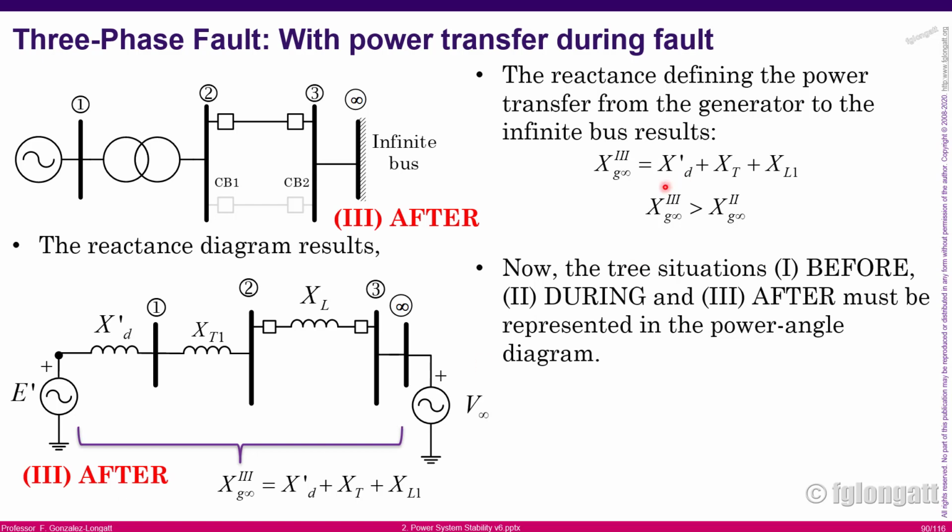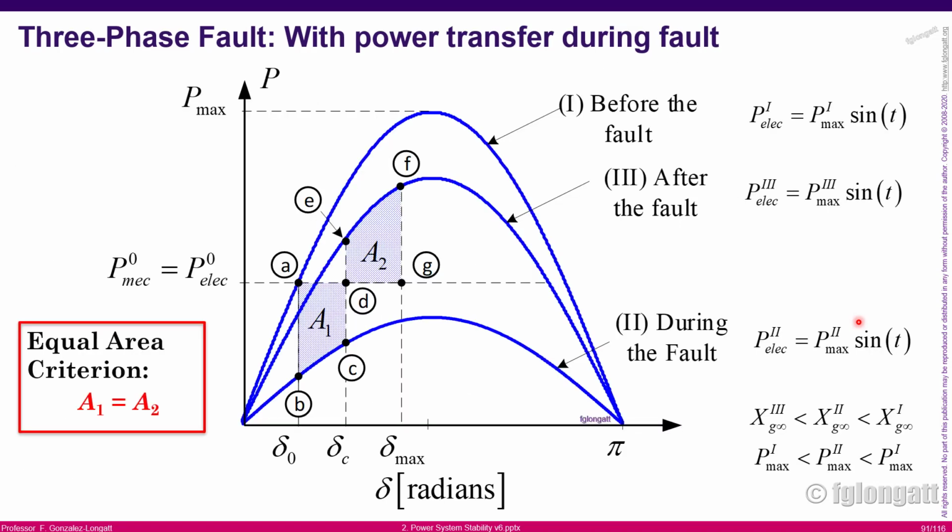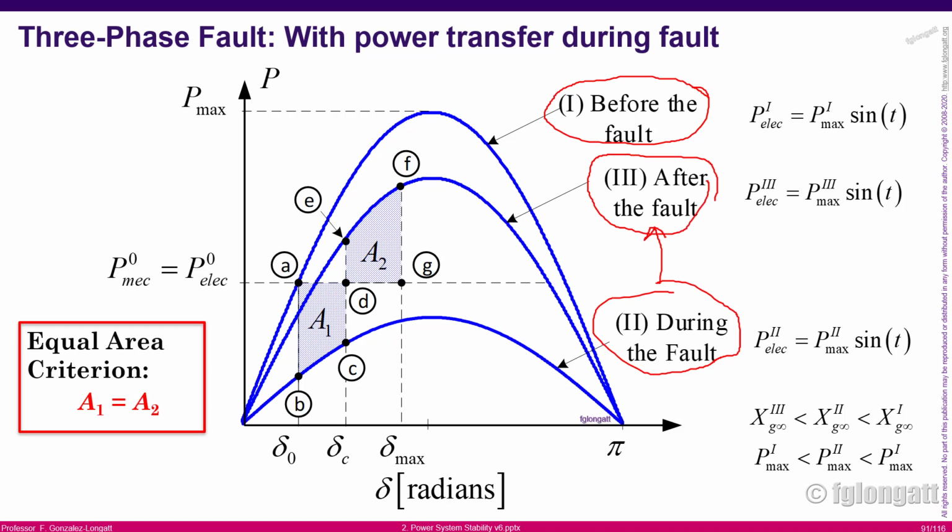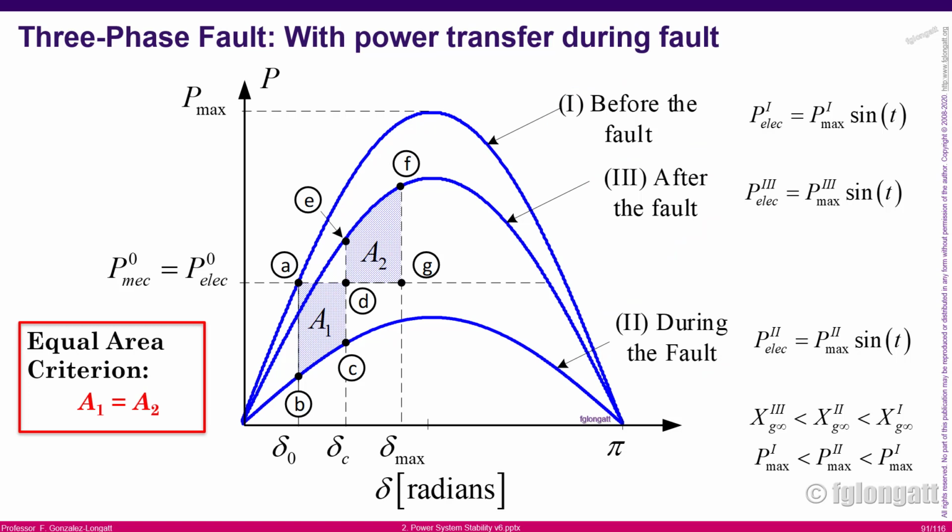As you must be aware, we have three different situations: before, during, and after the fault. We have three different conditions. What I will do now is show you that again, we have two areas. In this three-phase fault with power transfer during the fault, we have three different power angle curves. You can see three different power angle curves, and it's clear because we have the condition before the fault, then during the fault, and finally, if everything is fine, after the fault. We have three curves because we have three conditions. We have three changes in impedance. We have three power angle curves.